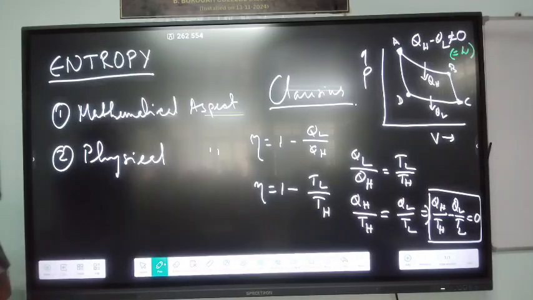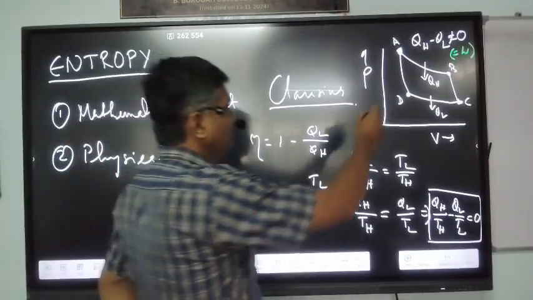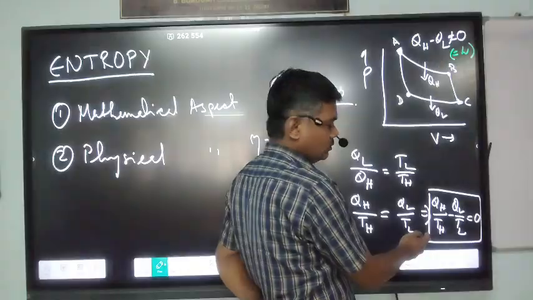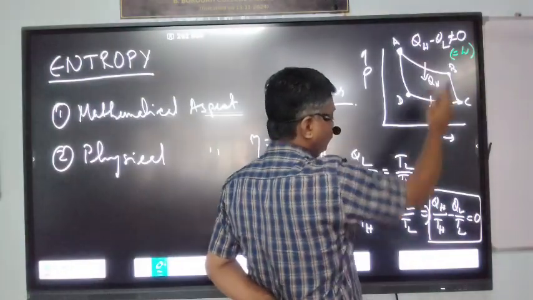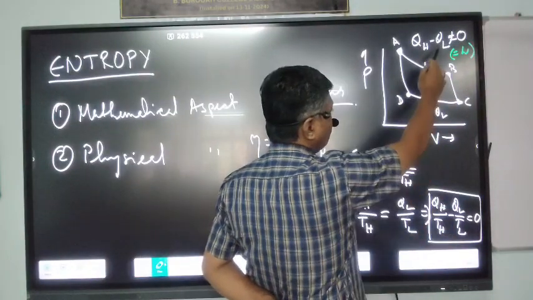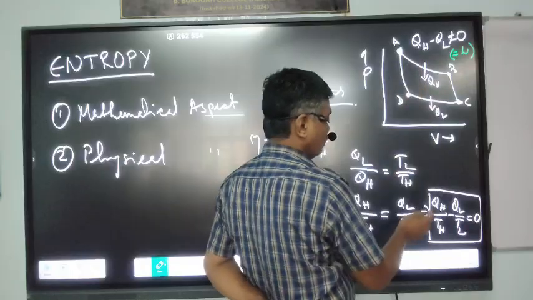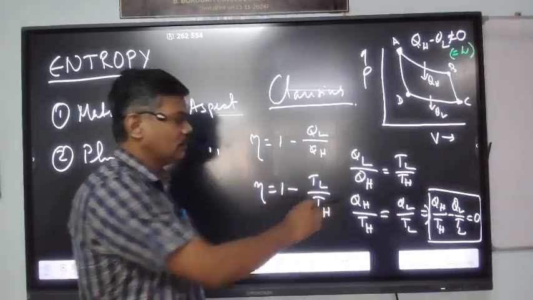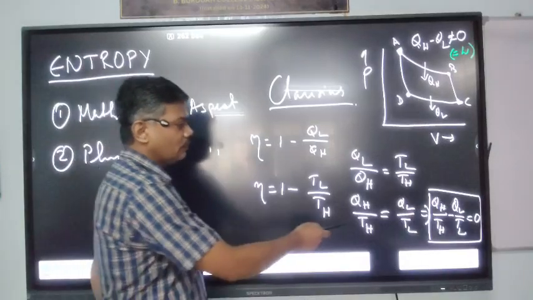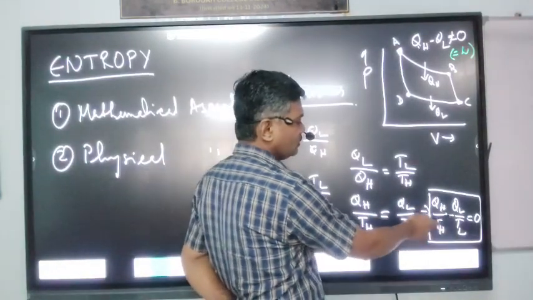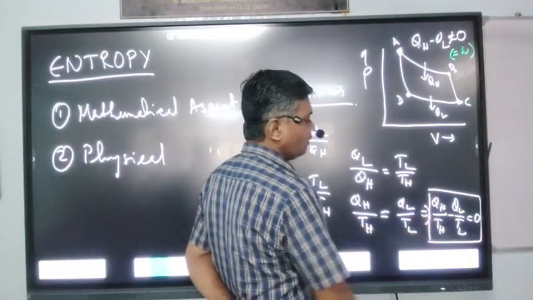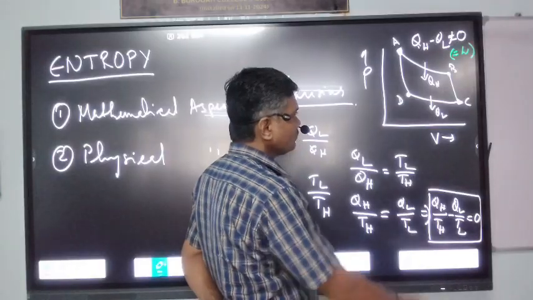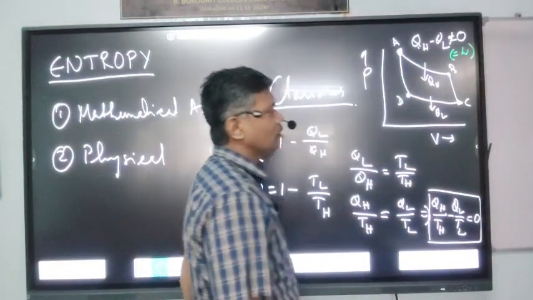But Clausius noticed that if I divide QH by TH and QL by TL, then the difference becomes equal to 0. From here I can see that QH by TH is equal to QL by TL. But QH minus QL is not equal to 0.